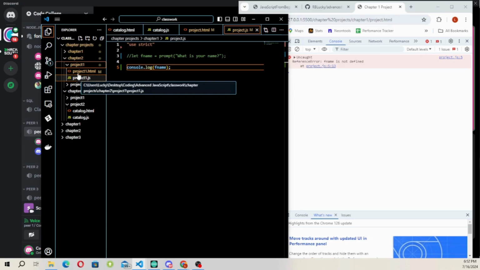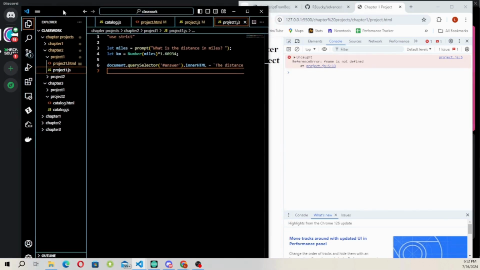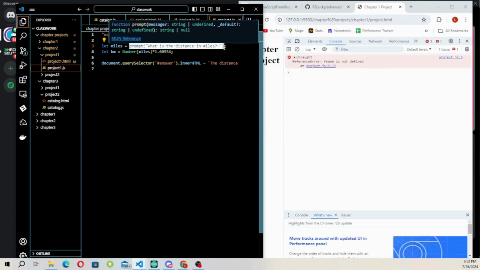Chapter 2, project 1: what we had to do was convert from miles to kilometers. You see here I declared a variable, miles. It was also another prompt, just like we did with name. Whatever we got from miles comes back as a string. It's not returned as a number, but we want to treat it as a number. So you typecast it, you do this thing here to change it to a number, and then this is how you convert from miles to kilometers.